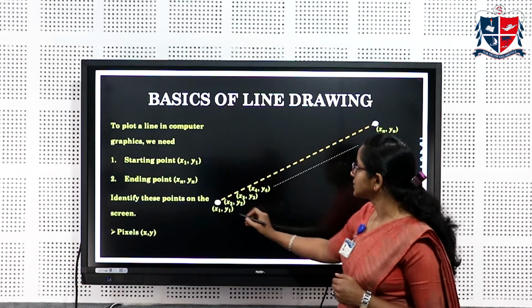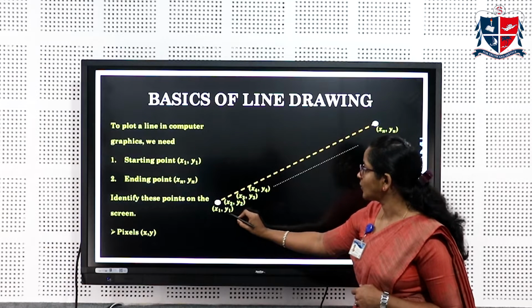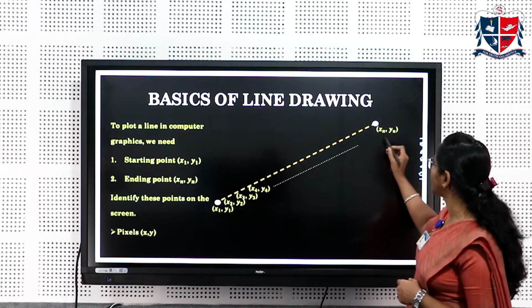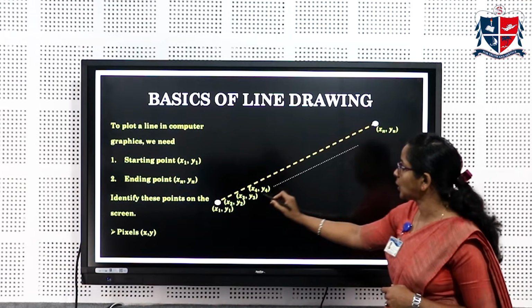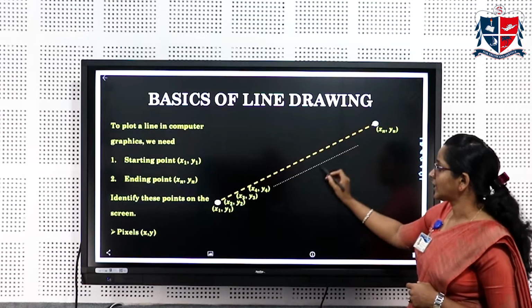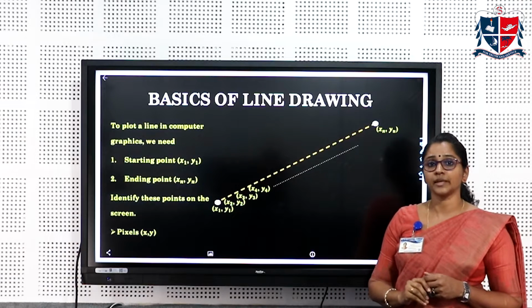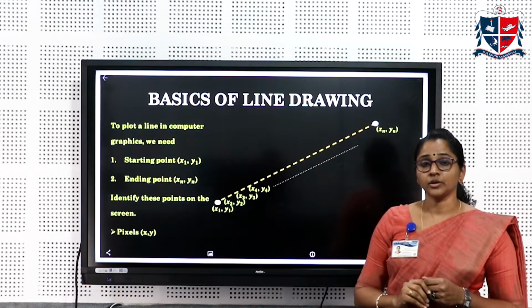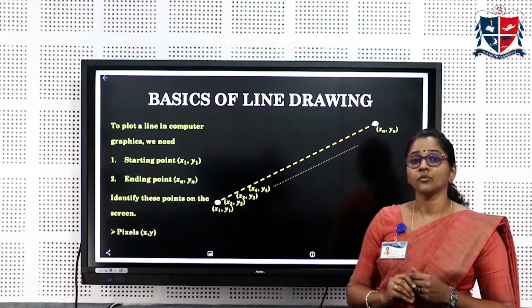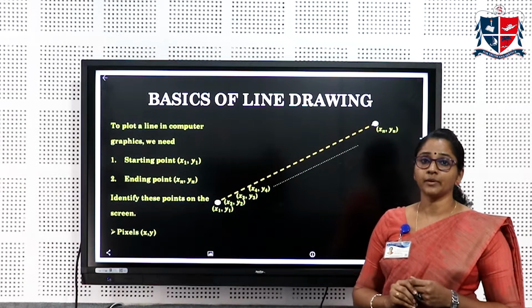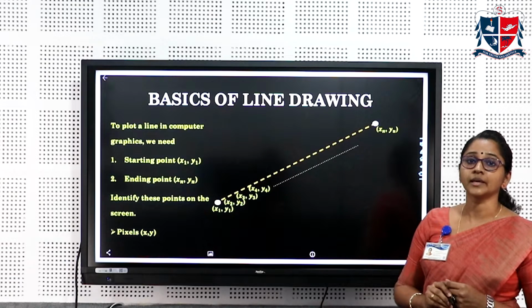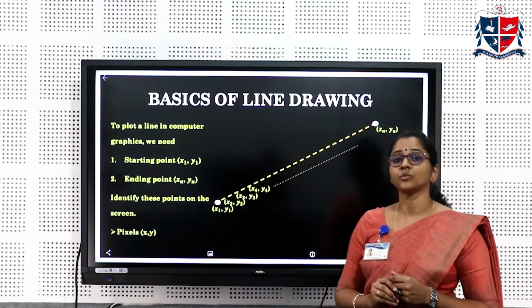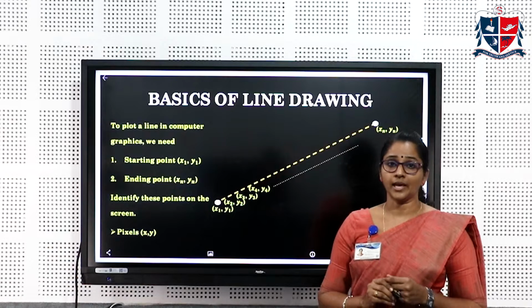See this, in this case, x1, y1 is the starting point and xn, yn is the ending point, and between them there are a lot of pixels. In computer graphics, we have to tell the computer which are the intermediate pixel points between the starting point and the ending point. For that, we need the help of certain algorithms. That is why we are using line drawing algorithms.